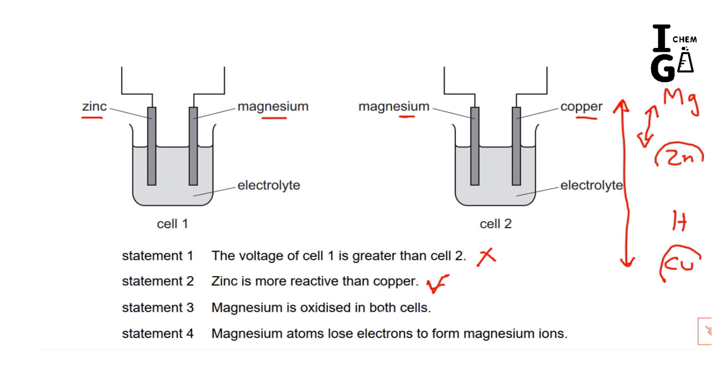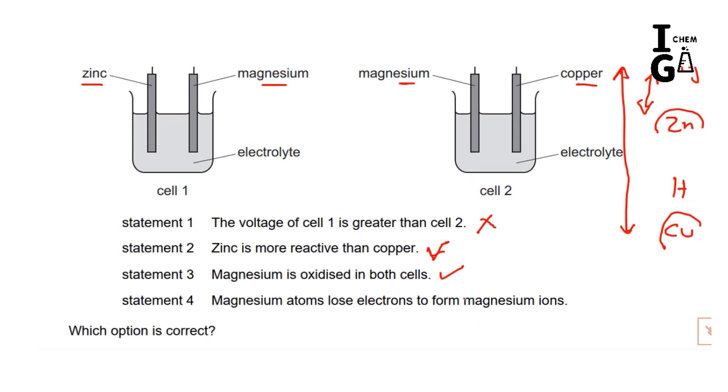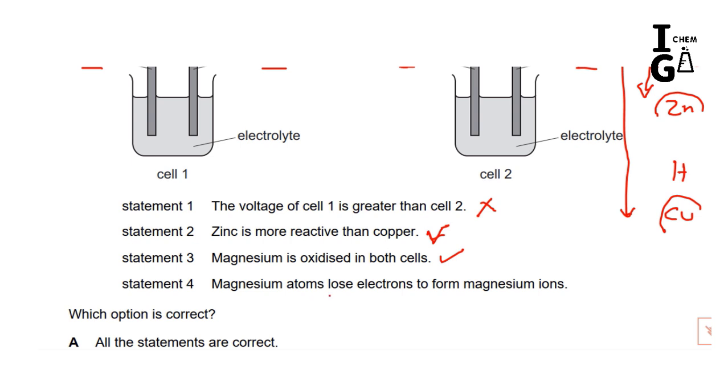Magnesium is oxidized in both cells. Yes, because magnesium is the most reactive metal in these two cells. Magnesium, the most reactive, is more likely to be oxidized by losing electrons. So this is also correct. Number 4, magnesium atoms lose electrons. Here oxidized, you know, guys, OIL RIG. Oxidation is loss of electrons. So oxidized means losing electrons. This is correct, forming magnesium ions. So this is correct also.